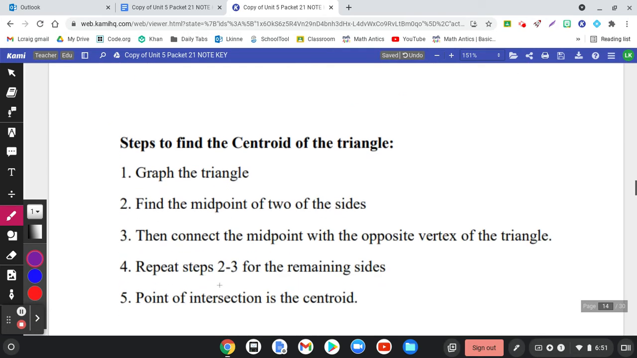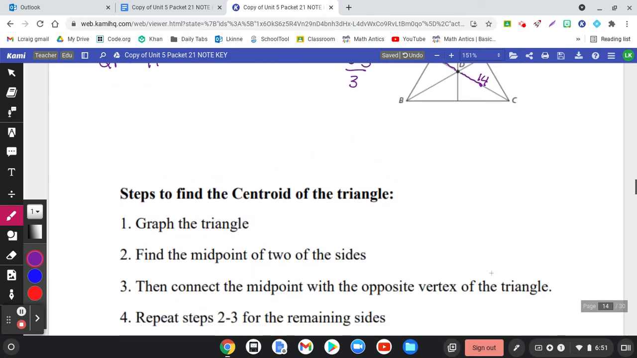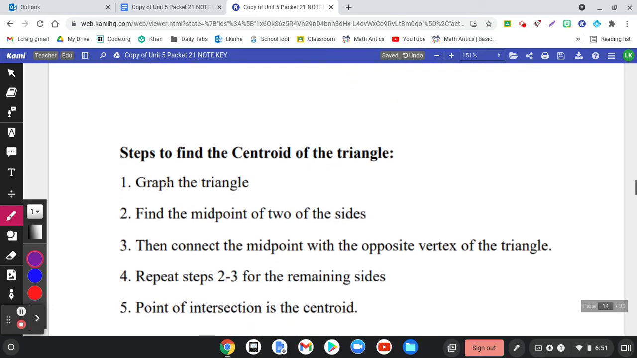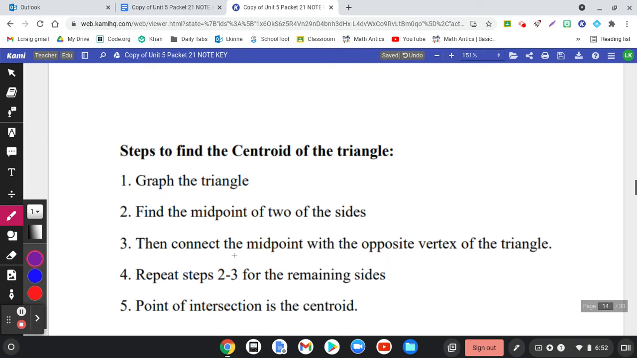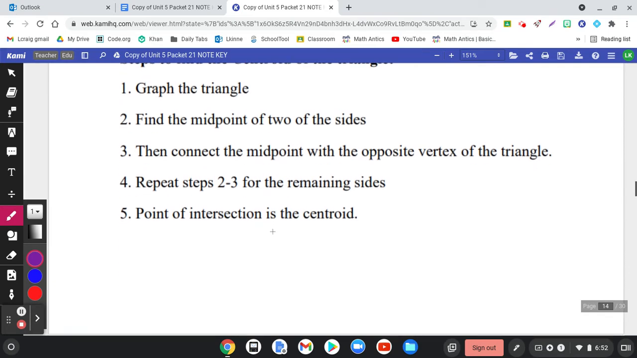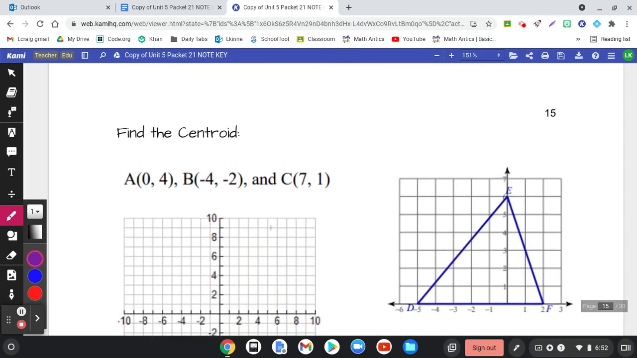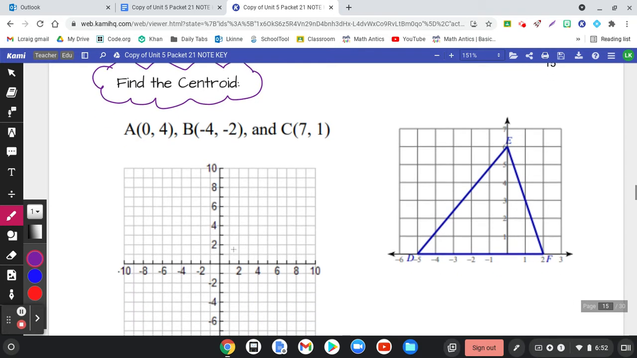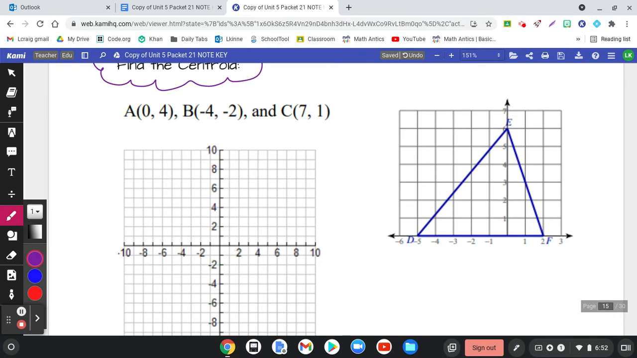All right. Now, you can find the centroid of a triangle, and I'm going to show you how to do that now. Here are your steps. You're going to graph the triangle, find the midpoint of 2 of the sides, and then just connect the midpoint with the opposite vertex. You don't have to do this for all 3 sides, because where the 2 lines meet is where the 3rd line will meet as well. So you don't have to go through that extra work. So this again is finding the centroid or the balance point. All right, so if you have a triangle already, you can just find the midpoint and go from there. So why don't we start over here on this one?